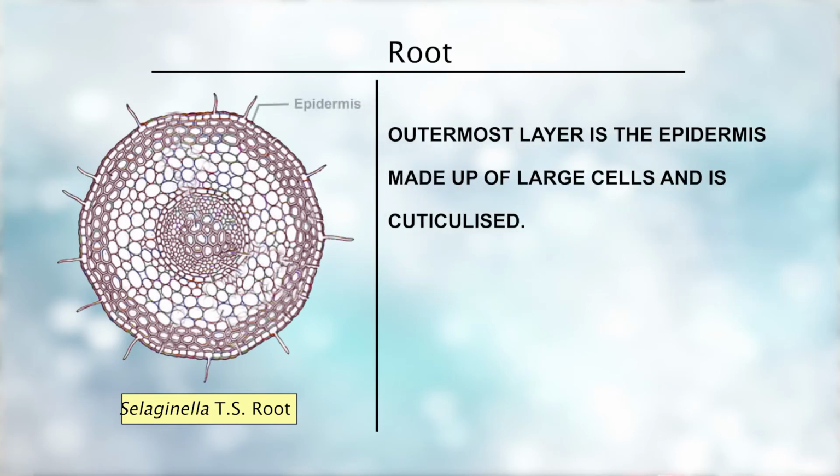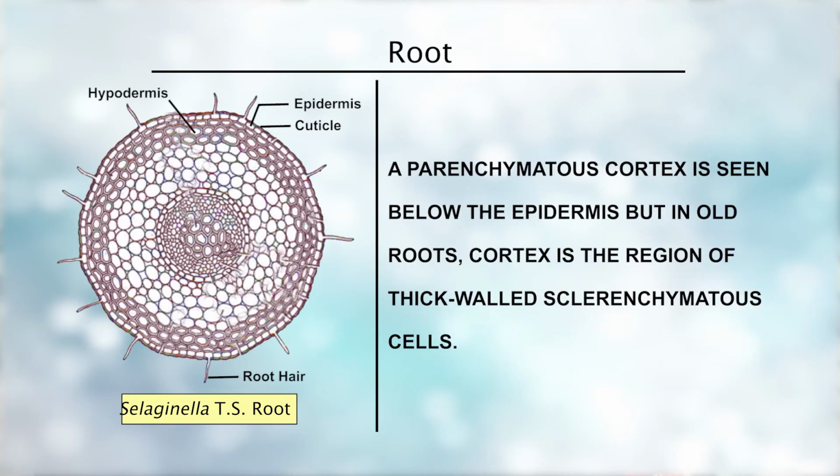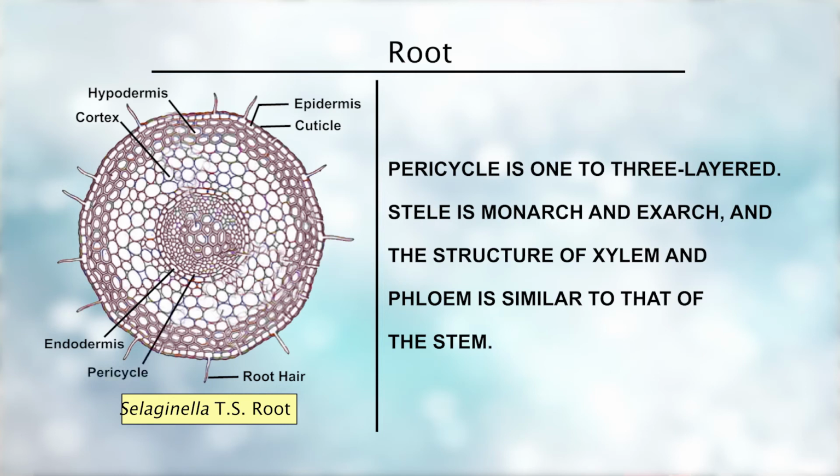Here also, the outermost layer is the epidermis, and above the epidermis a cuticle is present. The specific characteristic of this internal structure of the root is the presence of root hairs, and these root hairs are epidermal in origin. After the epidermis lies a hypodermis formed of sclerenchymatous cells. There is a cortex formed of parenchyma, and internally we can see an endodermis, a pericycle, and a layer of phloem. In the middle there is the xylem, which is surrounded by the phloem.